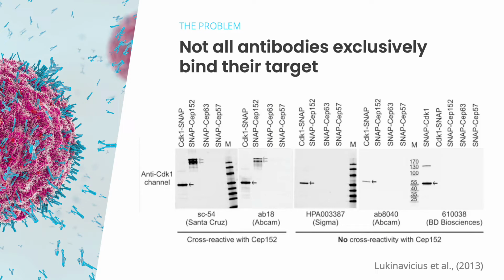Take, for example, these anti-CDK1 antibodies. You can see the 2 antibodies on the left that are currently being sold as binding CDK1 were actually found to also non-specifically bind CEP152, whereas the antibodies on the right show no cross-reactivity whatsoever with CEP152. What's surprising to me is that Abcam is selling antibodies on both the left and on the right of this figure. So how on earth are you supposed to know if the antibodies that you're working with have any cross-reactivity?